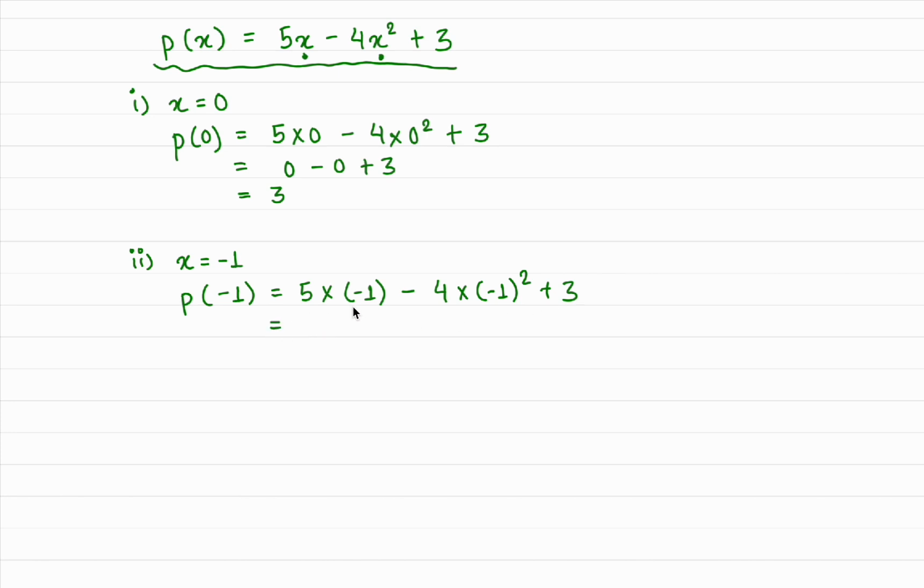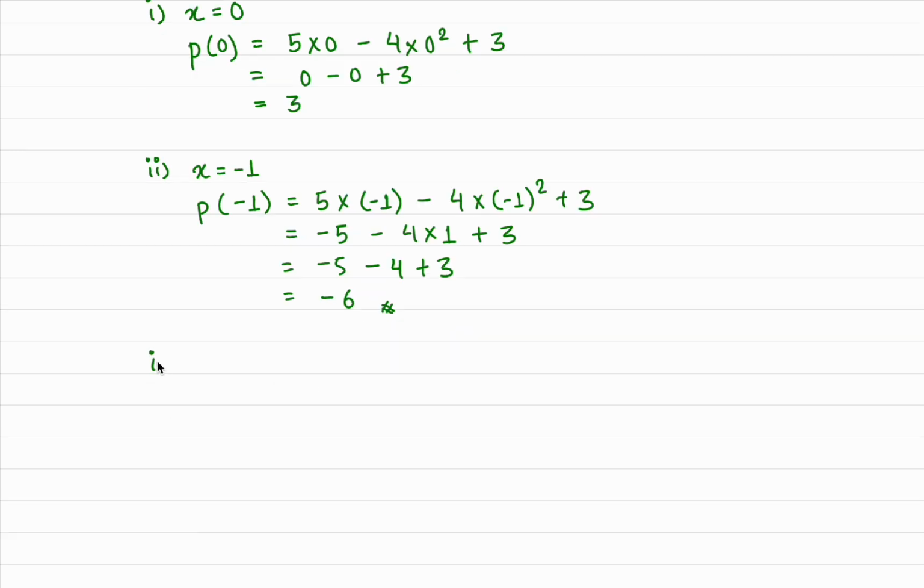This is going to be 5 times minus 1 is minus 5 minus 4 times minus 1 square is minus 1 times minus 1 is plus 1 plus 3 equals to, we have minus 5 minus 4 times 1 is minus 4 plus 3. Minus 4 minus 5 is minus 9, minus 9 plus 3 is minus 6. And done, that's our second one.